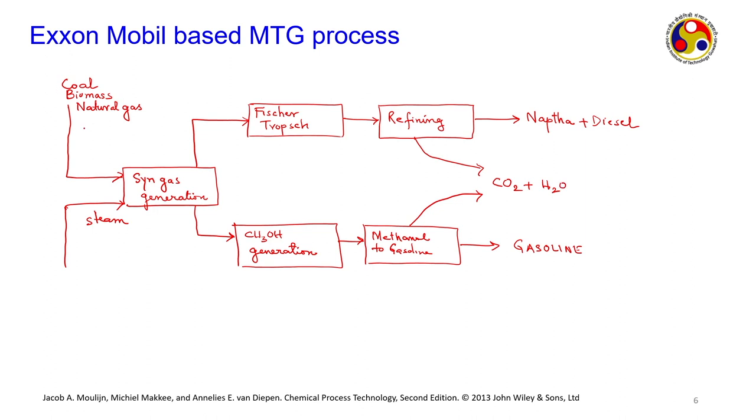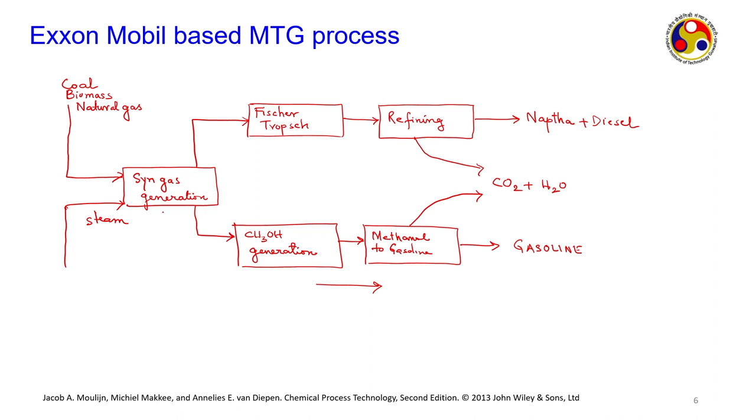So it uses carbon based fuels, coal, biomass or natural gas, and there are two approaches from syngas. Either you go via this Fischer-Tropsch route or this route. This we have already covered in the previous lecture, and this we are covering now in this lecture. We have already seen the reactions from this to this, CH3OH to methanol. So this is what ExxonMobil has done.